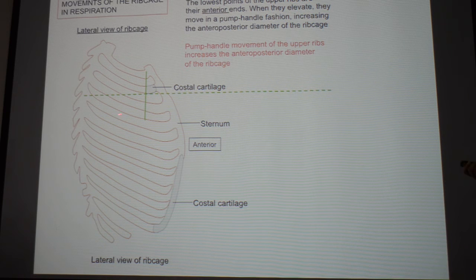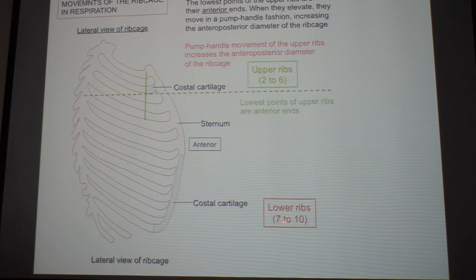So let's see what is happening with this pump handle movement of the upper ribs. Upper ribs have a pump handle type of movement. I hope people are aware of the old-fashioned pump that shows how people take water. They were pressing a handle and the water was coming from the other end of this big channel, and then people were getting water. So the upper ribs, rib number 2 to rib number 6, are involved in this pump handle type of movement. So what is that movement? The lowest point of the upper ribs are the anterior ends. Their anterior ends are more involved.